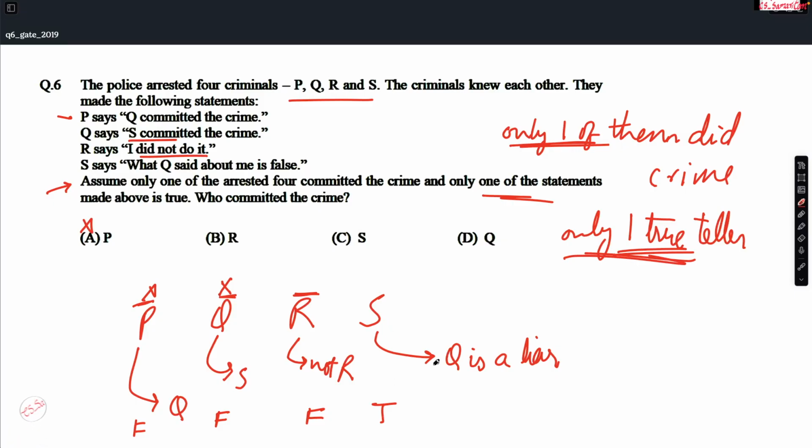And that meets the criteria that only one truth teller must be present inside of the four-person gang of criminals, right? So the answer over here is going to be R. R is the criminal over here, because when we assume R to be a criminal, it meets all of the criteria that have been provided to us. So R is going to be your criminal, and that is option B.